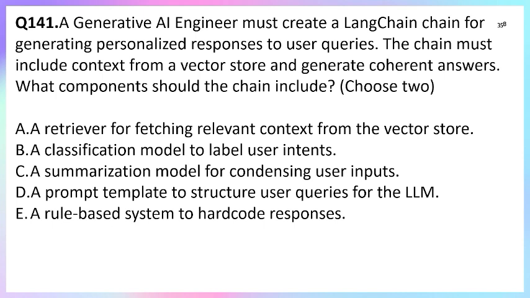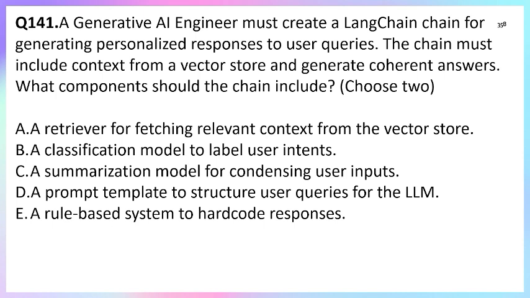So option A is the retriever that is required to pull the relevant context from the vector store. That is correct. Whereas option B, classification model, is only useful if we categorize intent, but it is not needed here. We are not here to categorize. If we want to categorize the intent, then we can use the classification model. Whereas option C, summarization model, is unnecessary, useful only if the input is very long. So this is also not correct.